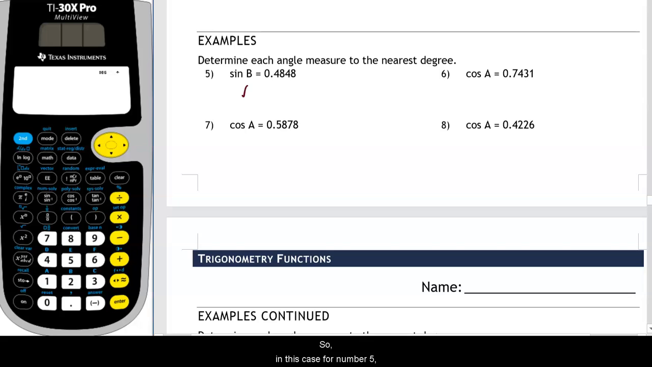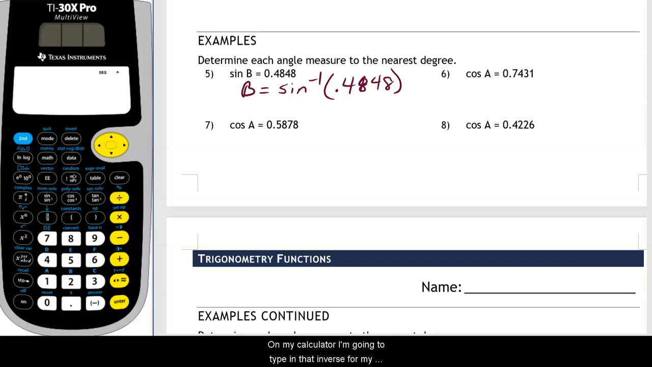So in this case, for number 5, B would equal inverse sine of 0.4848. If you're wondering where those numbers came from, that is a trig ratio that we found in our previous lesson. When you divide the opposite over the hypotenuse, that is the number you would get. We can use that to help us find the missing angle measure.